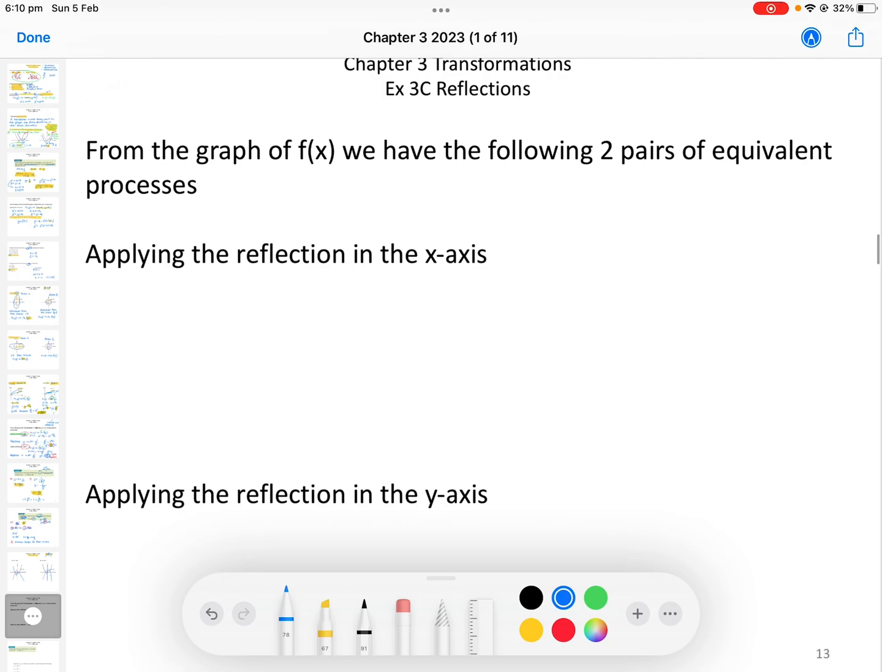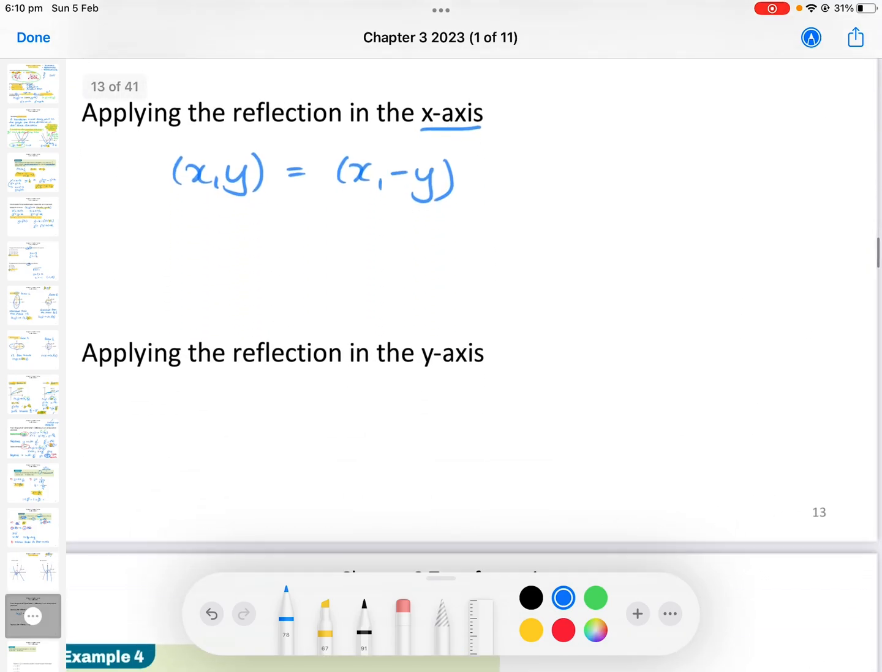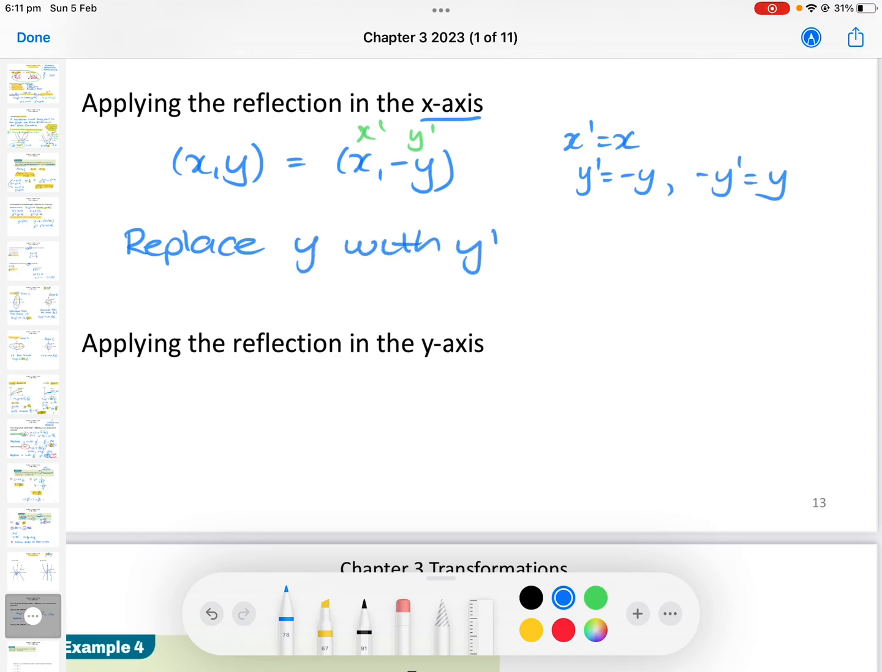So from the graph of f of x, we have the following two pairs of equivalent processes. If you reflect in the x-axis, your x-coordinate stays the same, but your y-coordinate becomes negative. So in this case, x dashed, y dashed, we get x dashed equals x, y dashed equals minus y, or minus y dashed equals y. And we can sub that in. So we replace y with minus y dashed.